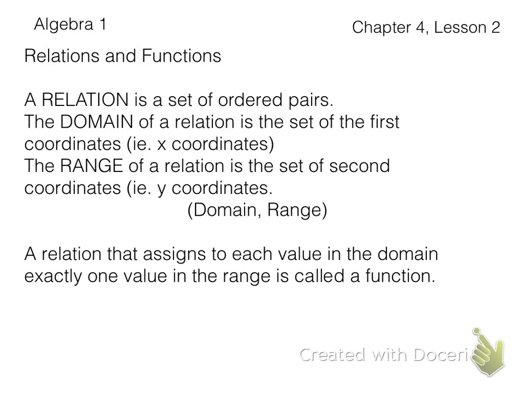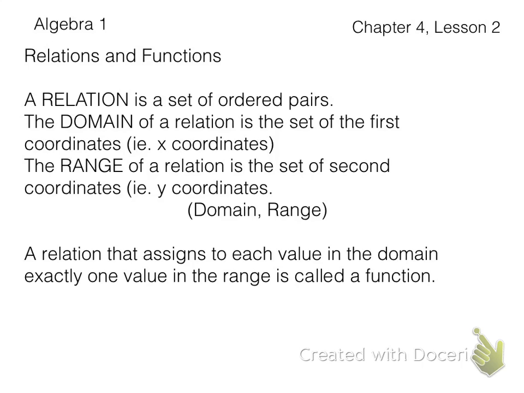This recording is for Algebra 1, Chapter 4, Lesson 2, Relations and Functions. A relation is a set of ordered pairs, and ordered pairs from the last lesson are things that can be graphed on a coordinate plane, so usually an x and y, right?